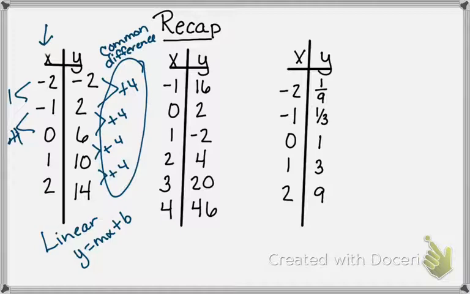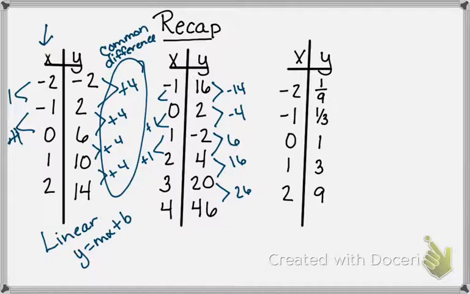Now, if we go to the next one, we notice all these are going up by 1 as we go all the way down, which is great. Now we're going to look here, and we're going to see, how did I get from 16 to 2? Well, minus 14. How did I get from 2 to negative 2? Minus 4. Already I can see these are not the same. Negative 2 to 4 is 6. 4 to 20, 16. And 20 to 46 is 26. So I know it's not linear because it didn't have a common difference the first level, first degree here.